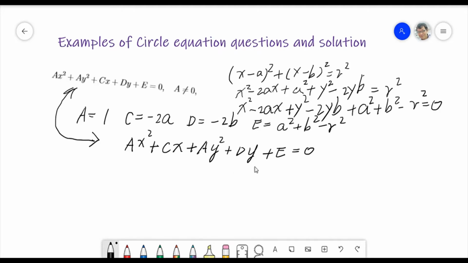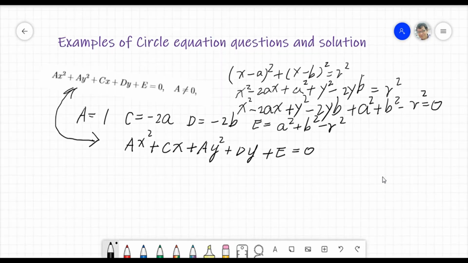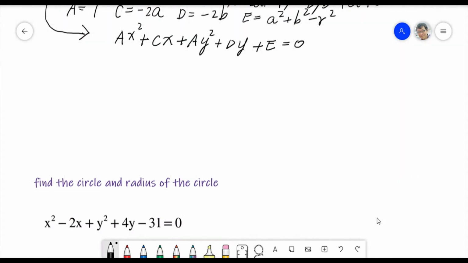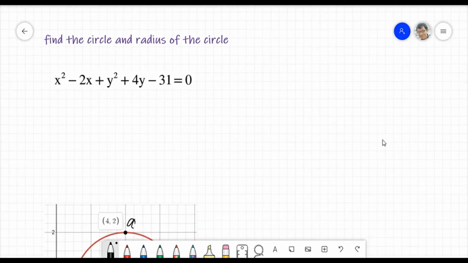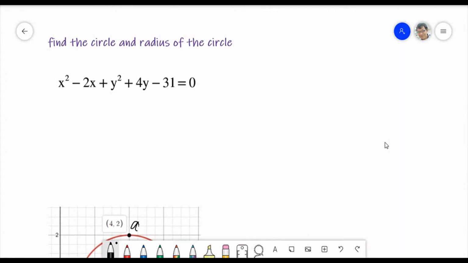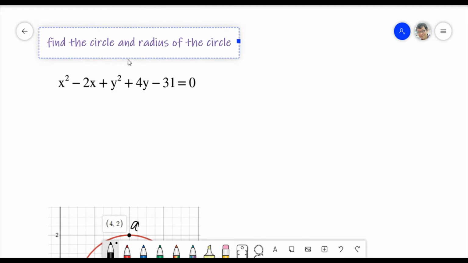Okay, let's give an example of how to solve a related question this way. Now we can see here the form is the general form already. How can we find the center of the circle and the radius of the circle? It should be the center of the circle and the radius of the circle.